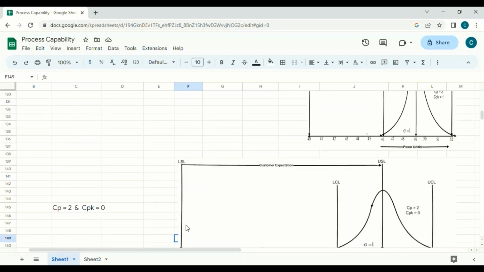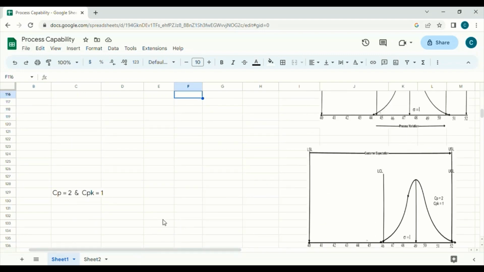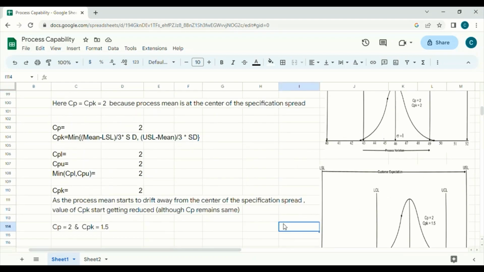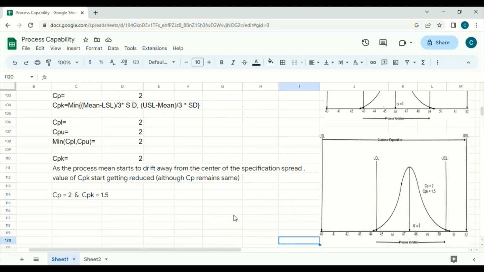Let's see in this scenario. Up to this scenario you can say that the process is capable, but process centering is a problem. That means the process is not at the center. Process mean is shifting away from the target. Similarly, in this situation also, the process is capable of meeting customers' requirement, but a process centering issue is there. Process mean is shifting away from the target.